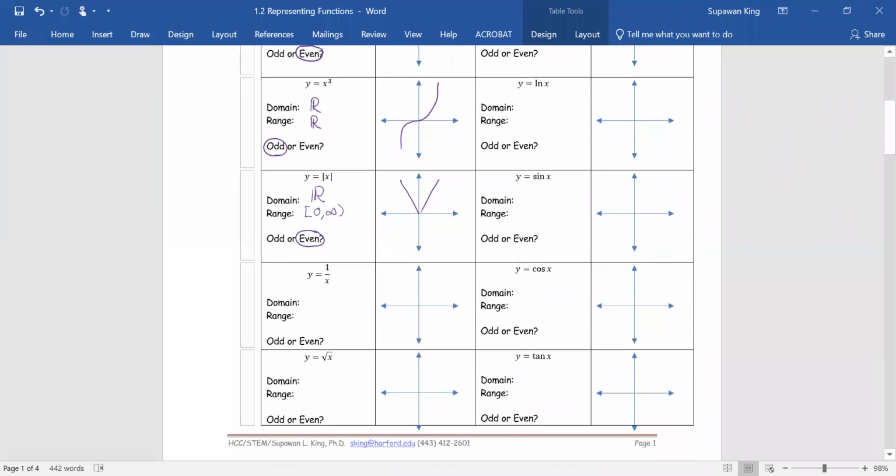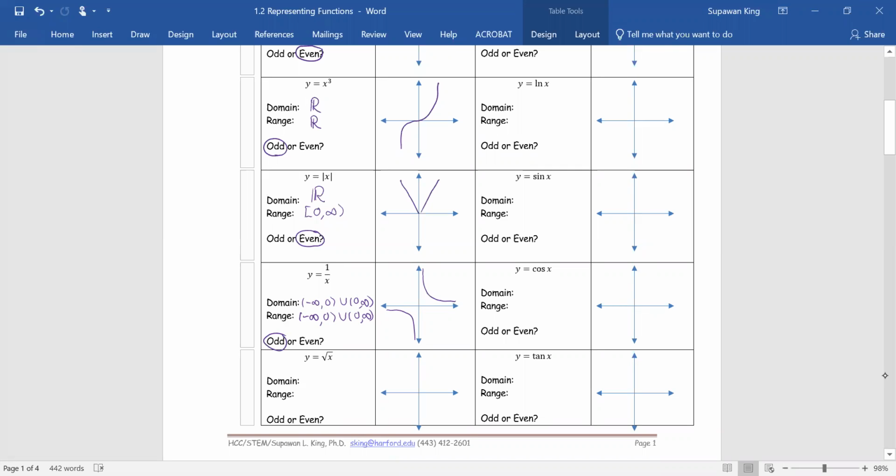Next, y equals 1 over x is called the reciprocal function. It's not defined at x equals 0. Therefore, the domain would be any value on the real number line but 0. The range is the same way. This graph represents an odd function graph.